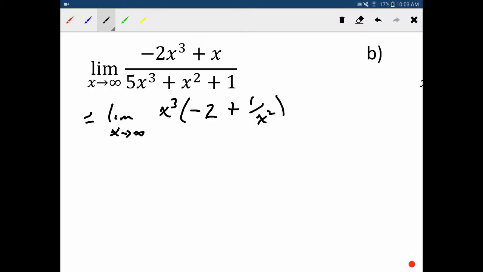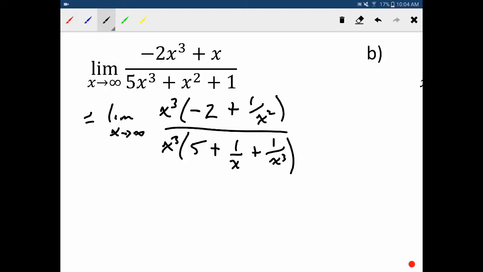squared, okay? And on the bottom, we'll do the same thing. The biggest one is x cubed again, so we'll factor out an x cubed. And we'll be left with 5 plus, we factor an x cubed from x squared, that'll give us 1 over x. And we factor an x cubed out of 1, and that'll give us 1 over x cubed. Okay. And from there, we can just say, well, hold on. That and that are going to cancel out.